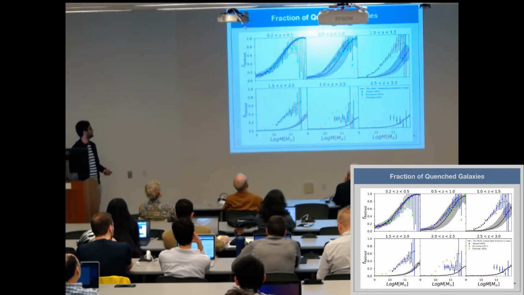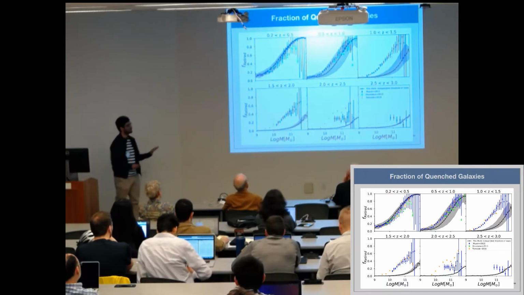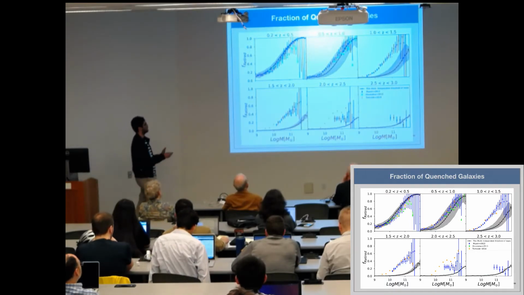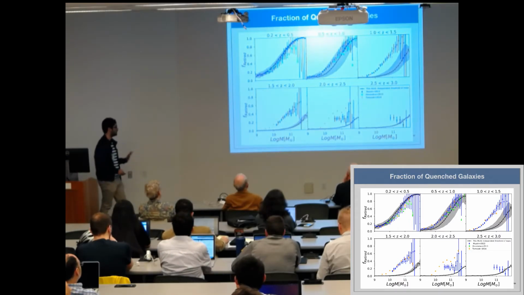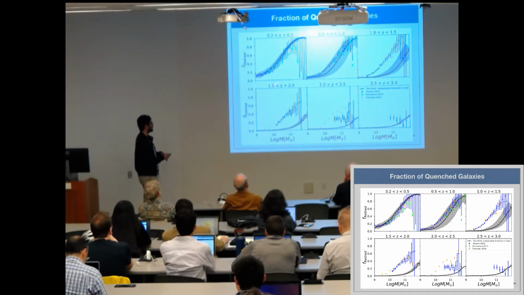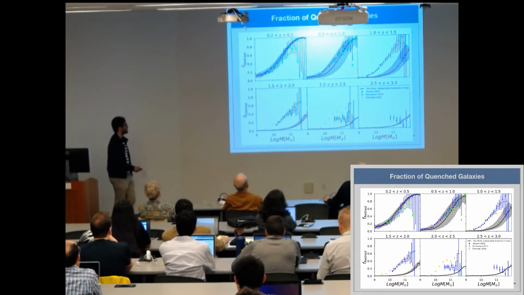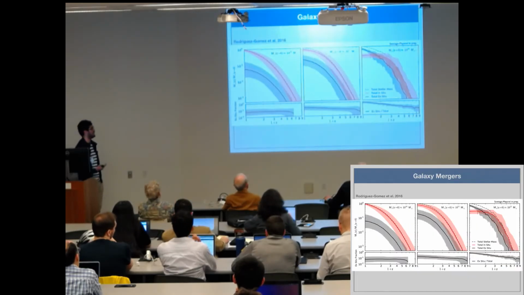I will skip this. I would just like to show this figure where we compute the fraction of quenched galaxies as a function of redshift. Here it is as a function of the stellar mass, the quenched fraction. We are comparing with different observations. Our models are the solid lines with the shaded areas. And what we see is that our model is doing a bad job in reproducing the quenched fraction. But we expect that because we didn't include mergers.